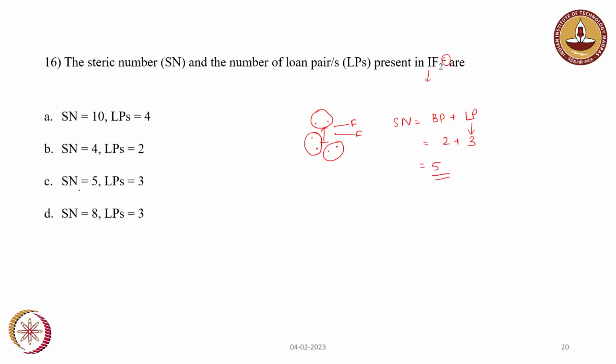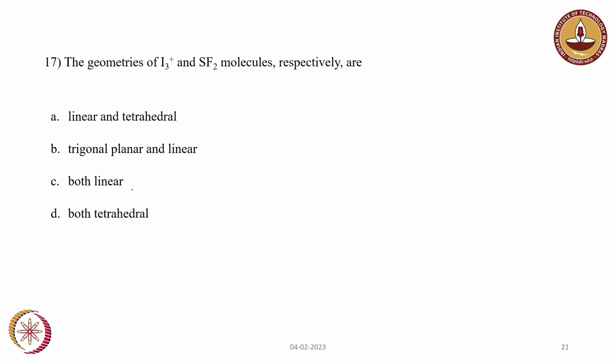So steric number 5 and lone pairs 3 is the answer. In the next question, the geometries of I3+ and SF2 molecules respectively are. The options: linear and tetrahedral; trigonal planar and linear; both linear; and both tetrahedral.